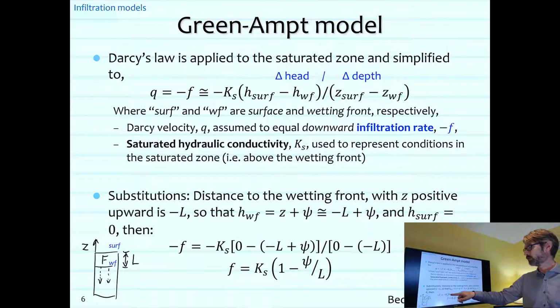So we make these substitutions, this becomes 0, we put in negative L plus psi for the HWF, we put in 0 for the surface level, and we put in negative L for the distance to the wetting front. Then we simplify, and we end up with f is equal to Ks times 1 minus psi over L. This is the first stage, but I want to relate my infiltration rate to my cumulative infiltration volume, which is capital F. So that'll be my next step.